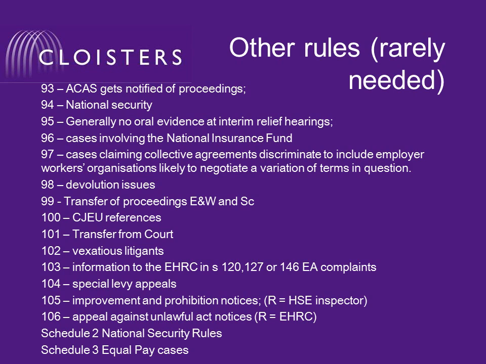Rule 102 deals with the position of vexatious litigants and the ability of the tribunal to notify the requisite people. Rule 103 requires certain information about proceedings to be given to the Equality and Human Rights Commission in relation to various complaints under the Equality Act 2010. Rules 104, 105 and 106 deal with particular appeals which the tribunals hear and who are the appropriate respondents and claimants for those appeals. So that's Schedule 1.